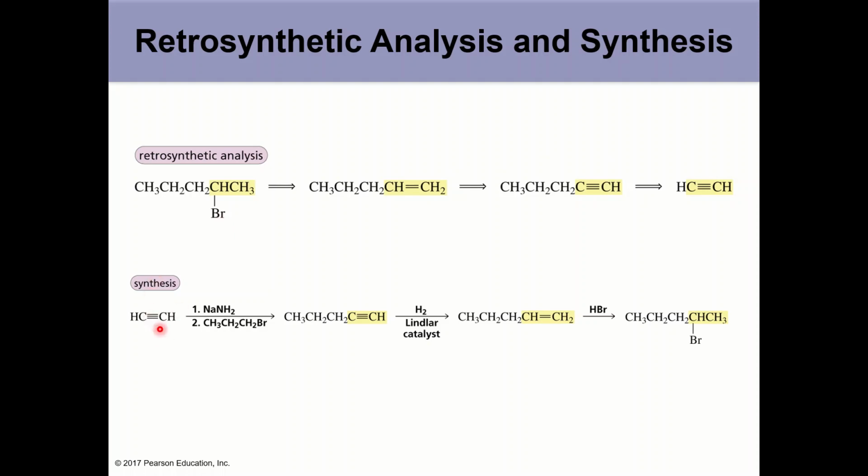So by their analysis, the method that they picked is the 2-carbon alkyne, reacting with sodium amide to deprotonate, and adding our 3 carbons to get to our 5-carbon alkyne. The 5-carbon alkyne was treated with hydrogen gas and Lindlar's catalyst to produce the alkene. The alkene is reacted with HBr to produce the alkyl halide final product.